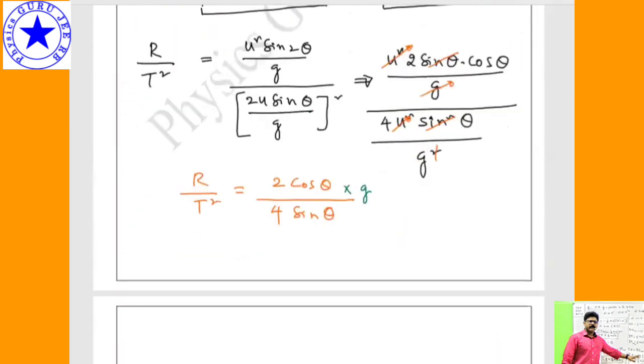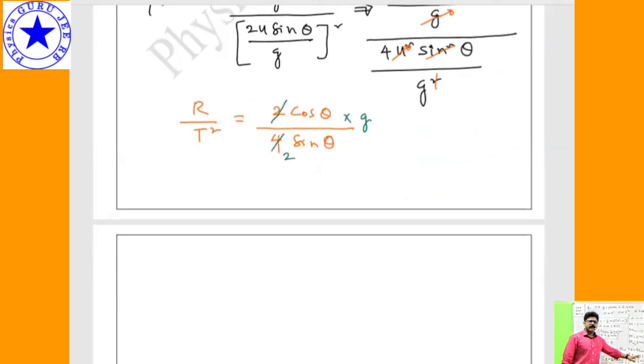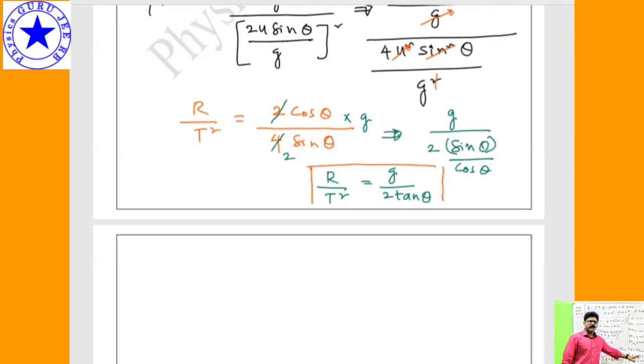Now what I can write here, this is 1 za, this is nothing but a 2 za. Now we want to convert this, r by t square, keep g like that only. Take cos theta to the denominator, since 2 sine theta is already there in the denominator. Then r by t square is equal to g by 2 tan theta. Hope it is clear, r by t square is equal to g by 2 tan theta, this is r divided by t square.